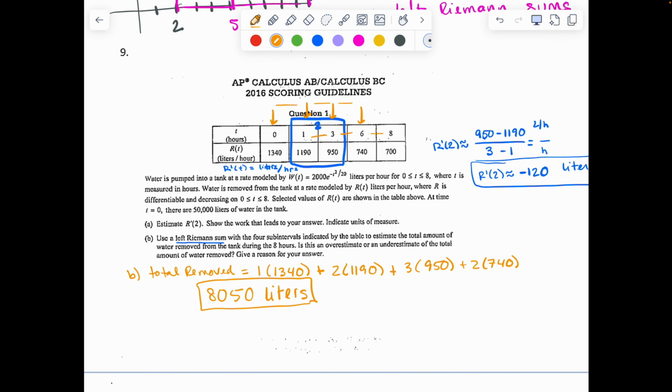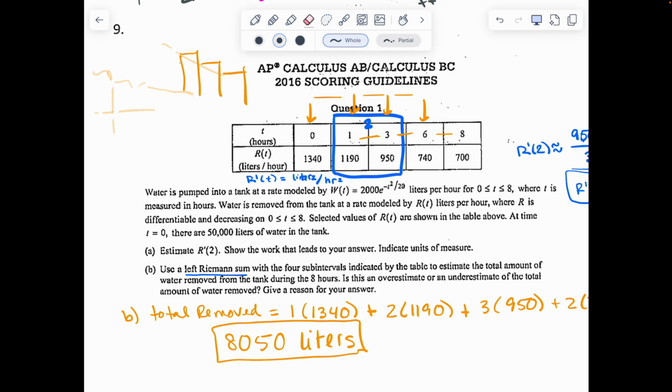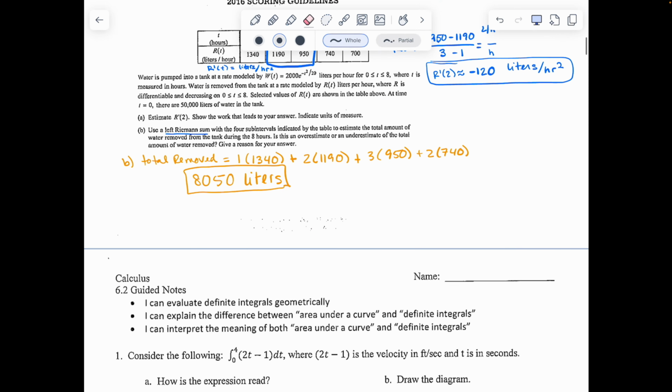So let's talk about what's happening in this equation, in this graph, in this chart. It's decreasing. From every step to the left to the right, water is going out of the tank, it's decreasing. That means that whatever this looks like is going down from left to right. As I'm doing my left Riemann sums, I'm going to end up always being over the top of the graph, so this is an overestimate.